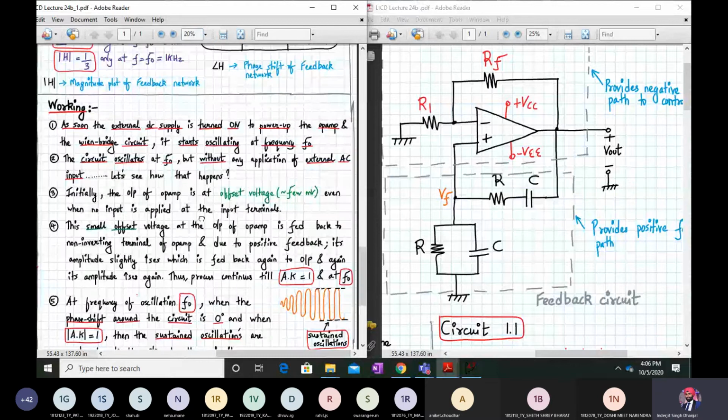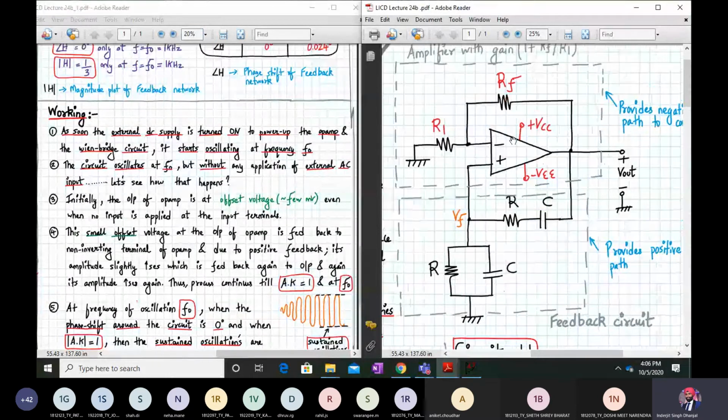As soon as the external DC supply is applied to power up the op-amp, the circuit starts oscillating, right? And it oscillates at only one frequency of oscillation, that is 1000 hertz, if we consider those values in the design. But it works without any AC input. So how does it work?